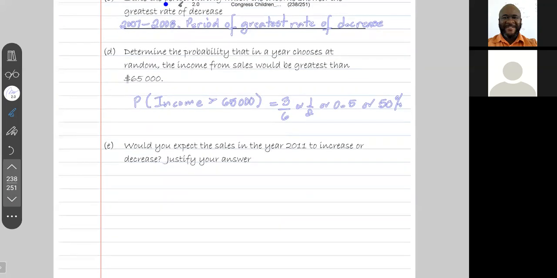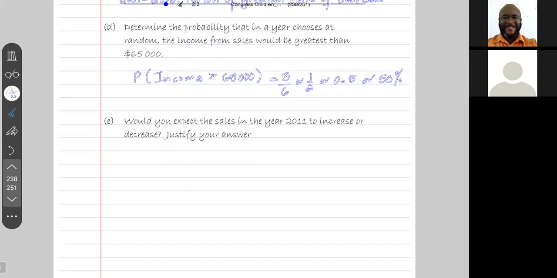Here's the last question. This says, would you expect the sales in the year 2011 to increase or decrease? Justify your answer. So now you're being asked to make a mathematical prediction based on the information that is available, and then to justify your prediction. So let's get back to the table and the graph.